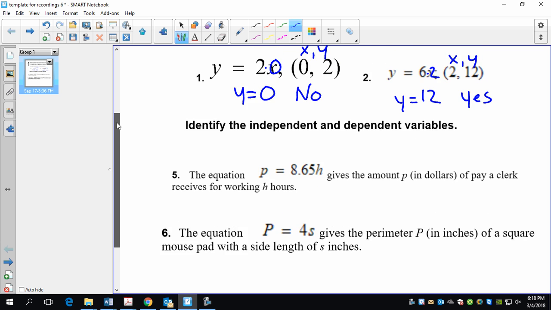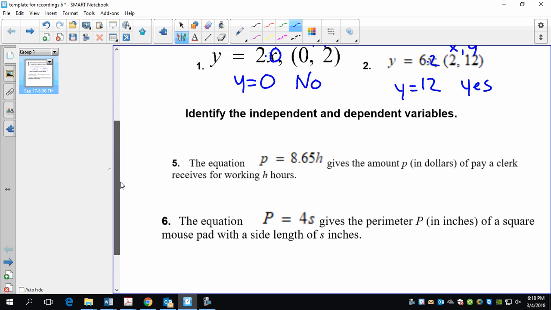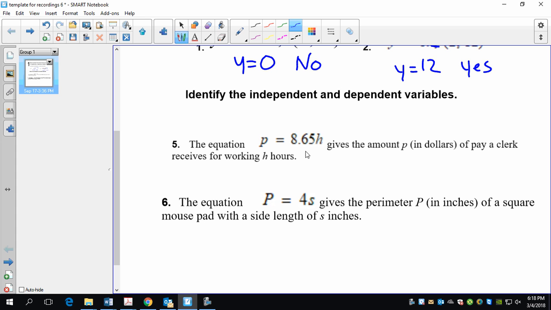And again, if you look up at our equations here, y equals 2x and y equals 6x, those equations are very similar to P equals 8.75h. If we wrote it with x and y, it would be y equals 8.65x. And the x is going to be your independent variable, and the y is going to be your dependent variable. So the y depends on the x.